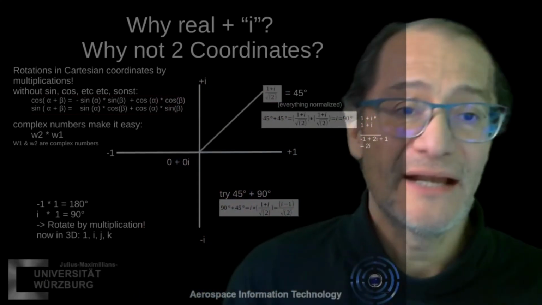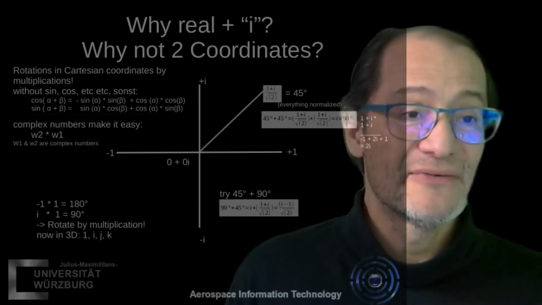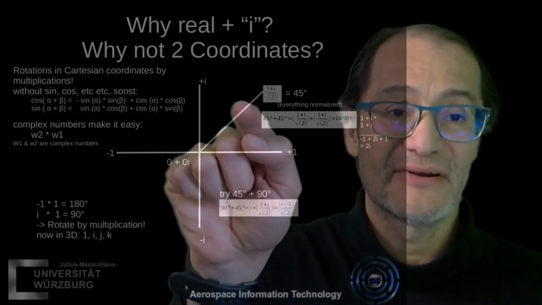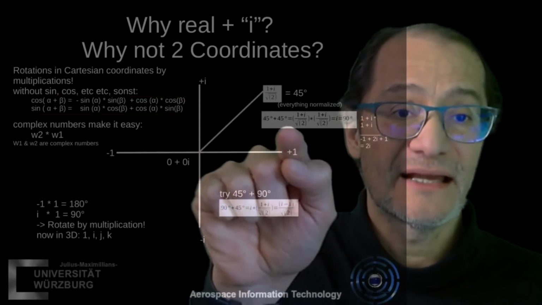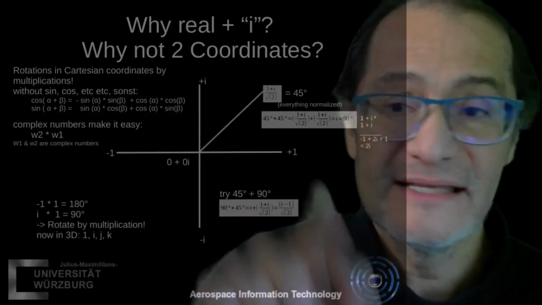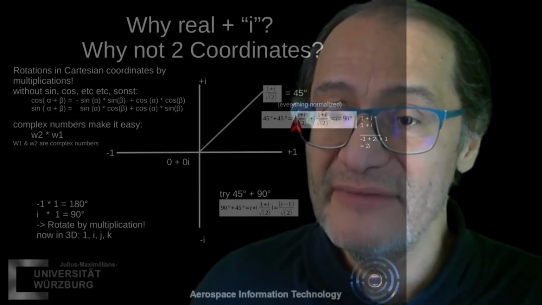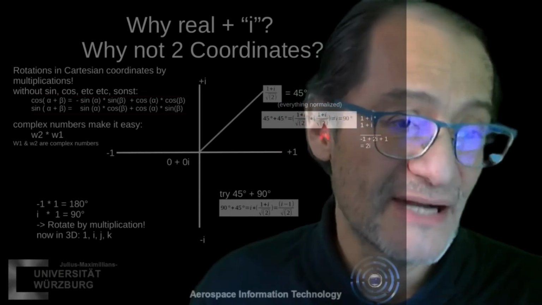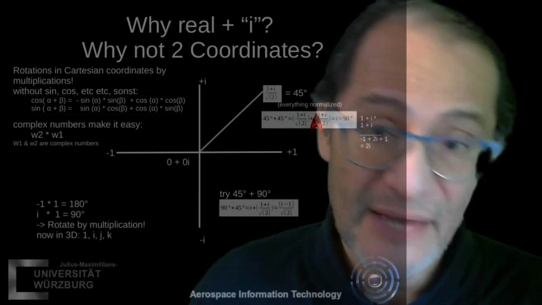So let's take 45 degrees is 1 plus i. And now let's add 2 times 45 degrees. If you have 45 degrees and add 45 degrees again, then you shall have 90, which is i. And here I have the multiplication: 45 plus 45, that will be 1 plus i. Let's forget about the normalizing for the moment. Multiply by, again, the same, 1 plus i.